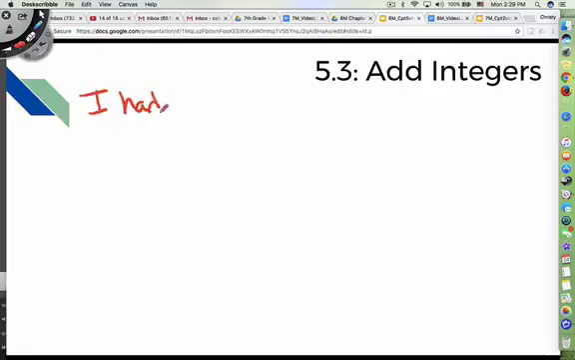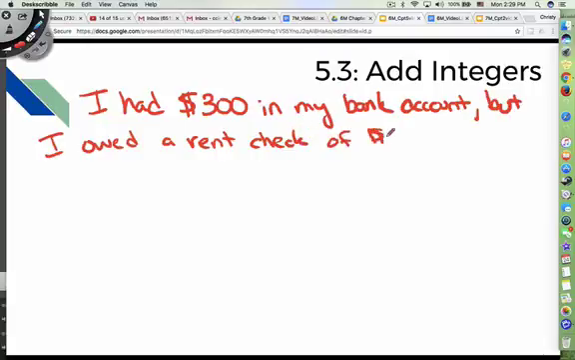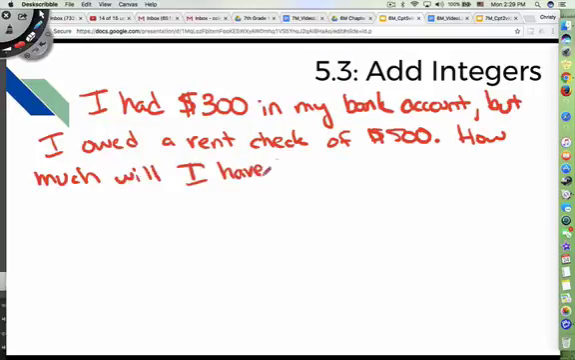I had $300 in my bank account. But I owed a rent check, let's say, of $500. How much money will I have? Okay, so that means that here I am on the number line.